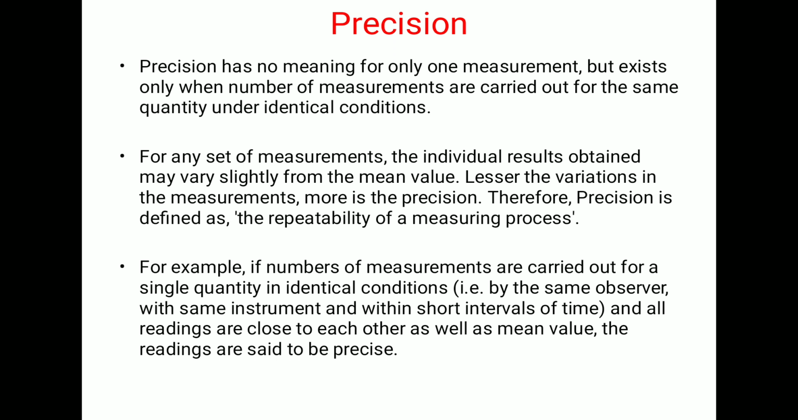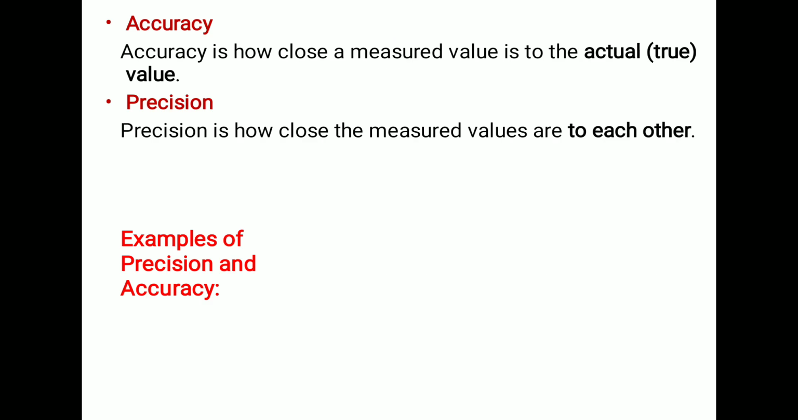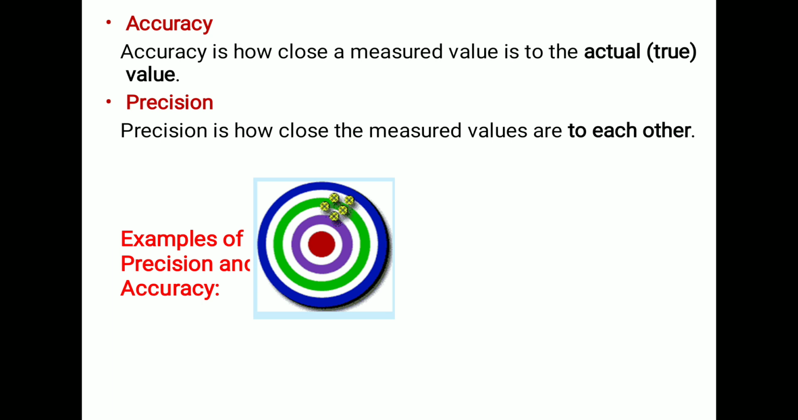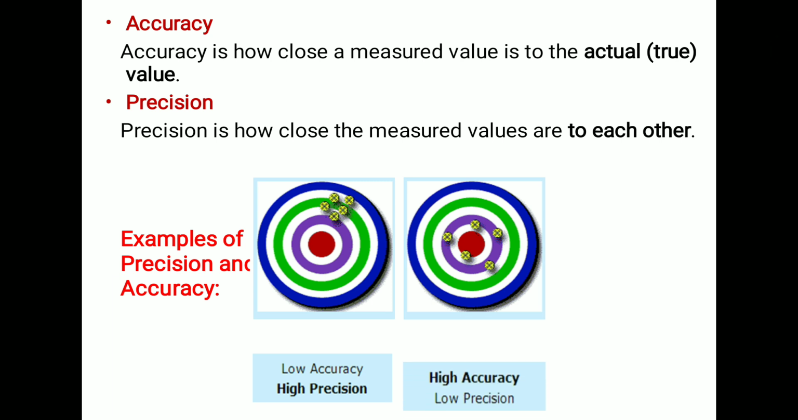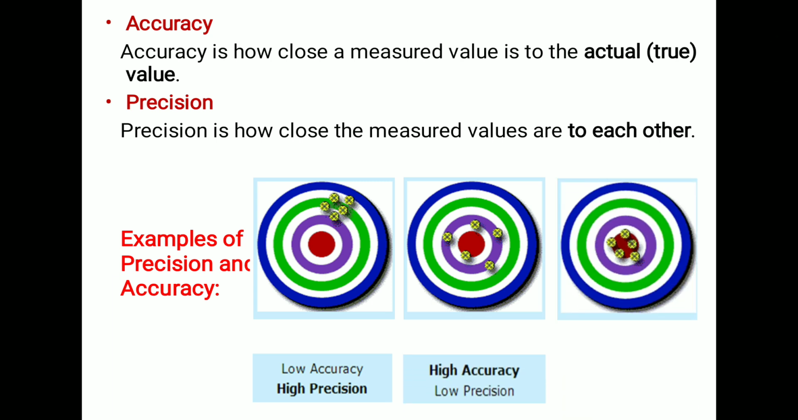There are some other terminologies also. Let us see accuracy first. Accuracy is how close a measured value is to the actual value, whereas precision is how close the measured values are to each other and the mean value. I have shown examples of precision and accuracy in this diagram. See here, I have shown circles and their centers, and the center is the target.